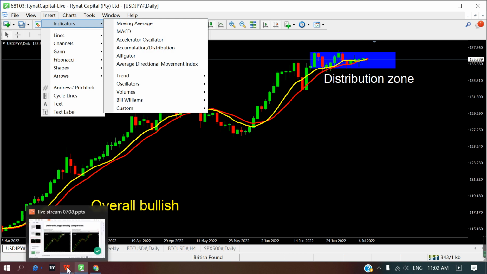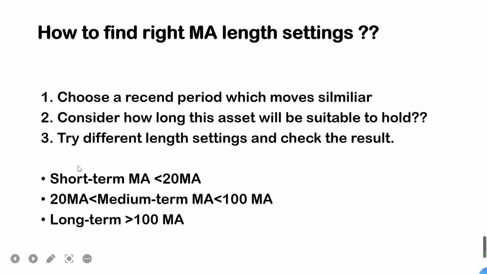All right. And how can we find the right MA length setting? So here is the way I choose. This is the method I have used a lot, but I cannot guarantee 100% you will win money if you use this method. It just helps you to improve your win rate. So first of all, you choose a recent period which moves similarly. And secondly, you consider how long you should hold this asset.